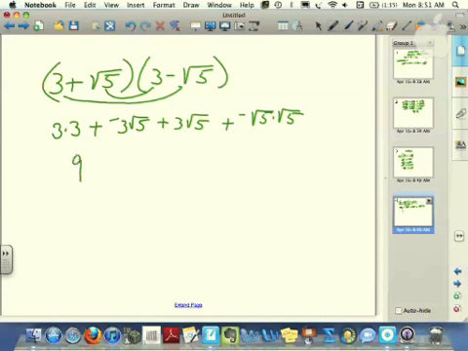3 times 3 is 9. These two numbers are opposites of each other, so they're going to add up to 0. And the square root of 5 times the square root of 5 is 5, so that's going to become 9 minus 5, or 4.